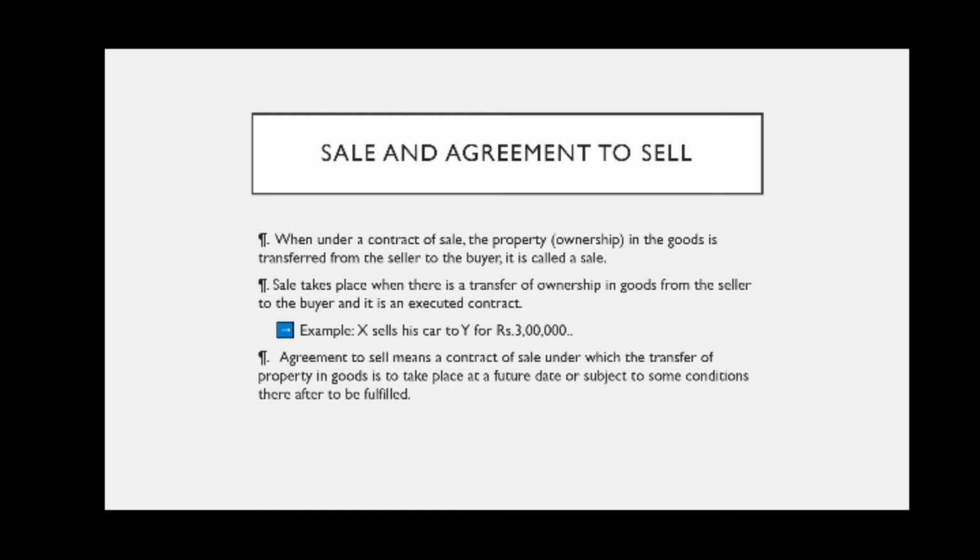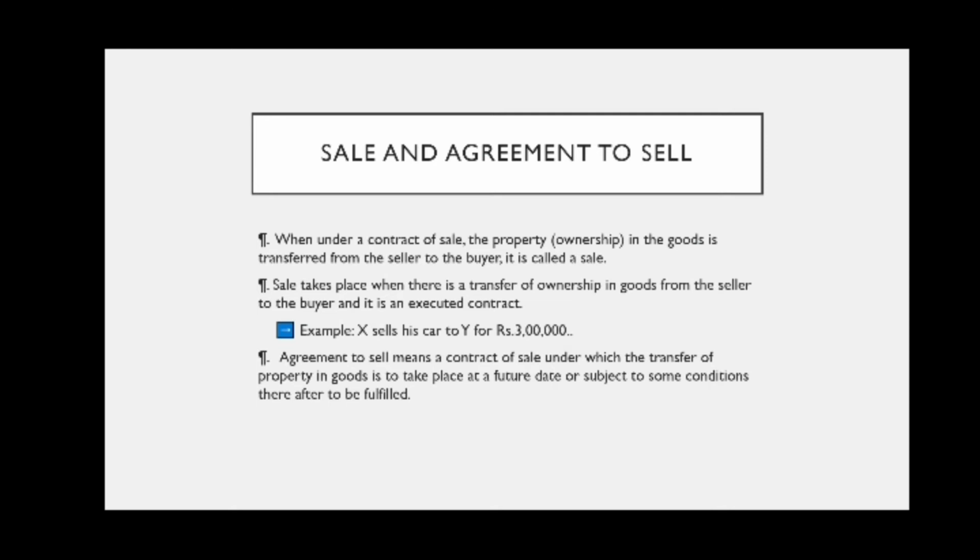But where under a contract of sale, the transfer of the property in the goods is to take place at a future time or subject to some conditions thereafter to be fulfilled, the contract is called an agreement to sell. Thus, in case of an agreement to sell, the transfer of property in goods does not take place immediately but at a future date.